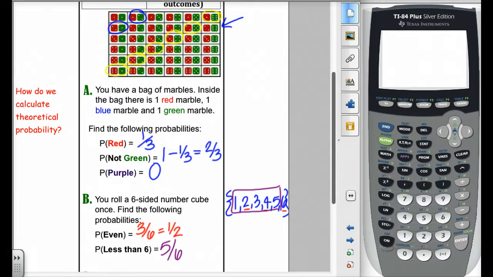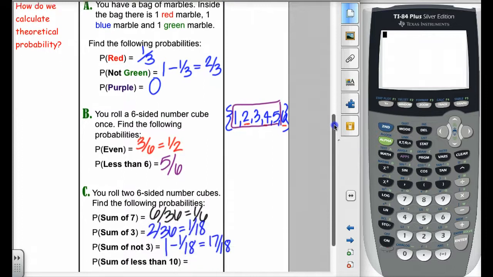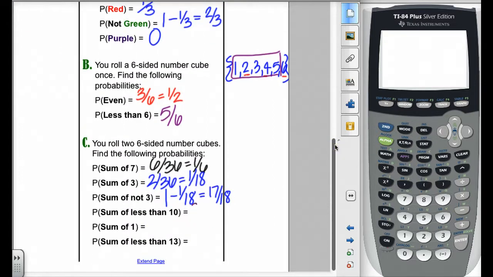A sum of less than 10. When I look here, I see that my borderline is right here of getting 10 or higher. These are 10 or higher, which I have 1, 2, 3, 4, 5, 6 of them. So that means that 36 minus 6 is 30. So I have 30 out of 36, which can simplify to 5/6. A sum of 1. As we know, when you roll two number cubes, the smallest number you can get is 2, which means that my probability is 0.